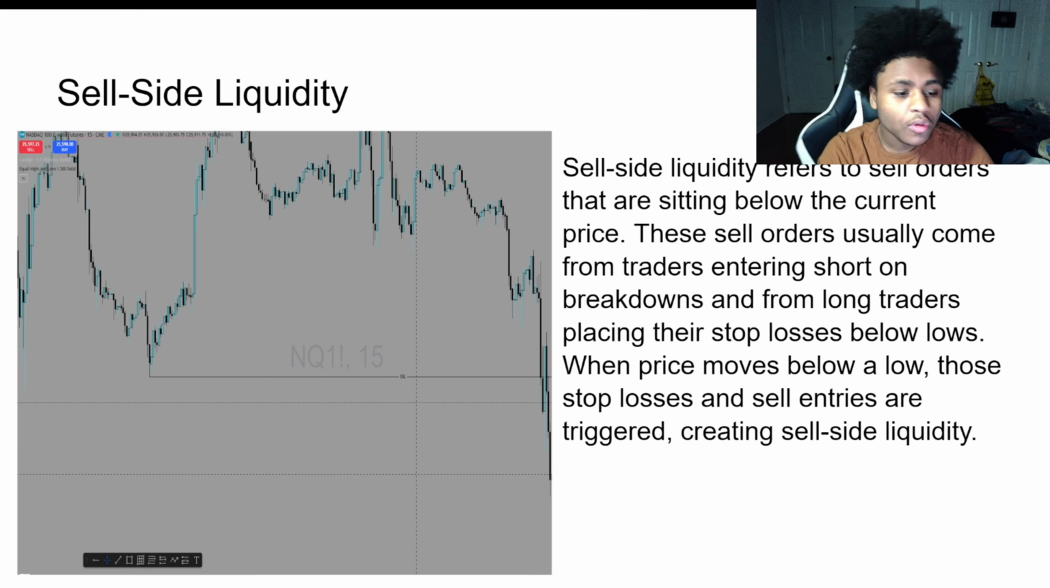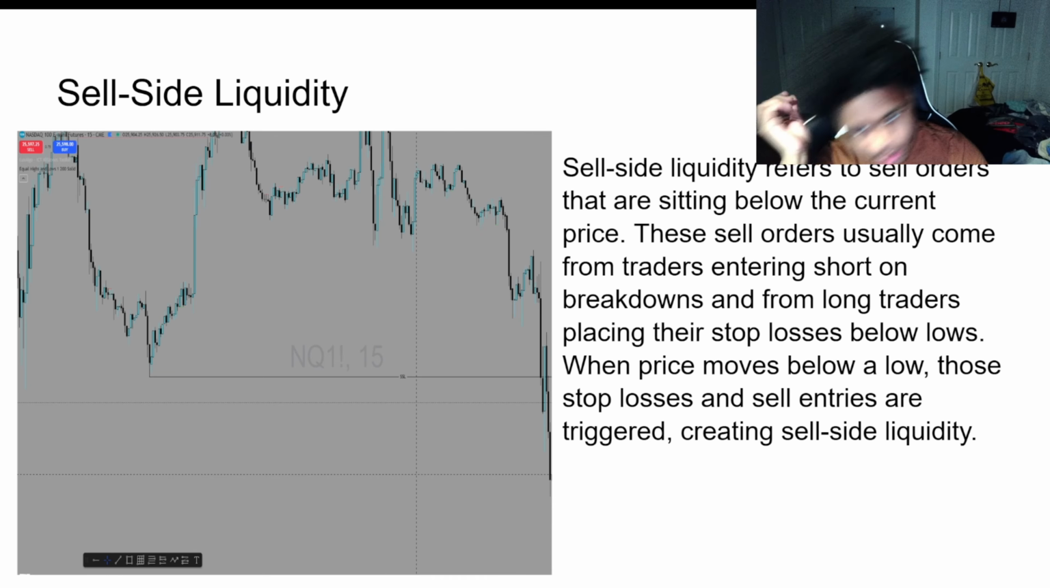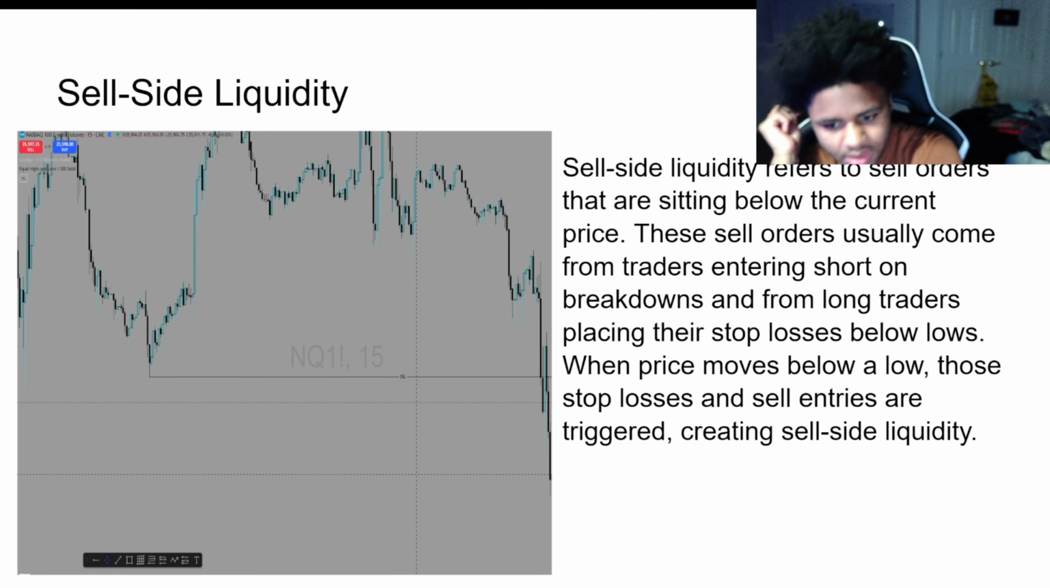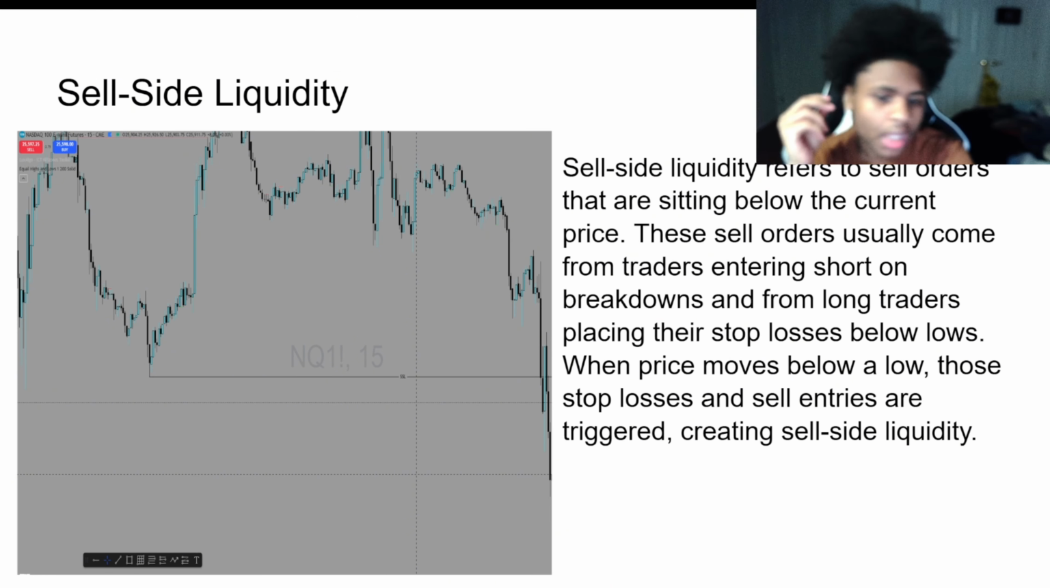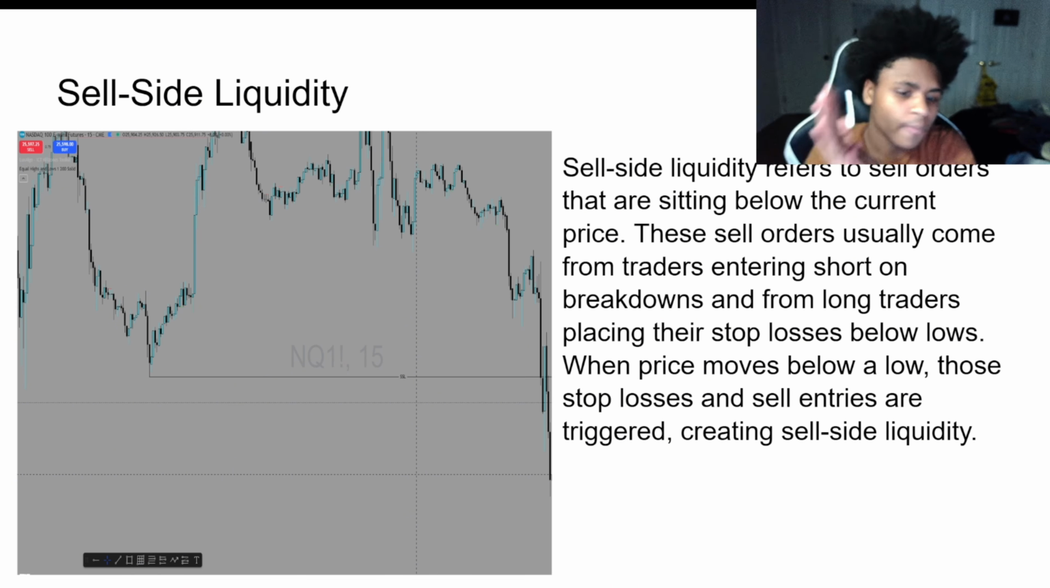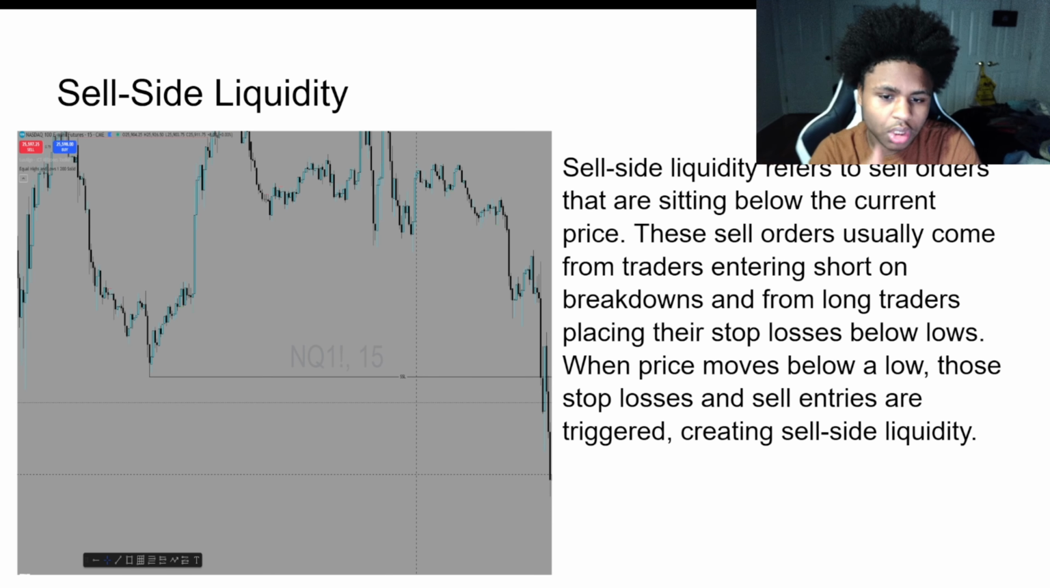When price moves below a low, those stop losses and sell entries are triggered, creating sell side liquidity. So this wick right here created sell side liquidity. It ended up getting swept, and when sell side liquidity gets swept, you want to see market go higher. But I'm gonna break this all down on the chart. You feel what I'm saying? But this is just explaining what it is.